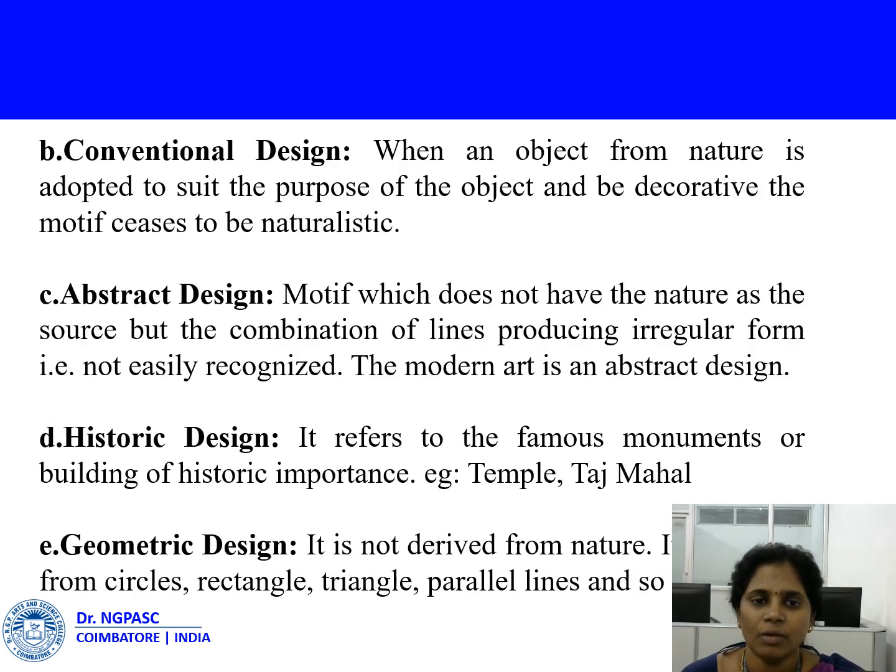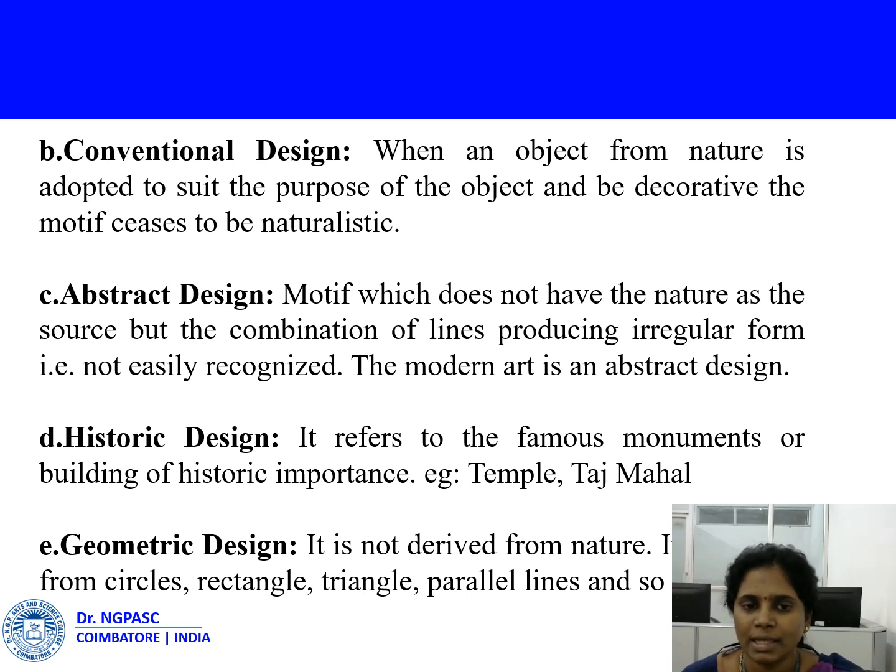The second design is called conventional design. When an object from nature is adapted to suit the purpose of the object and be decorative, and the motive ceases to be naturalistic, it is called conventional design. So here the inspiration we get from the natural design, and then we adapt or change or vary it according to the purpose of the object or the design. So this is called a conventional design.